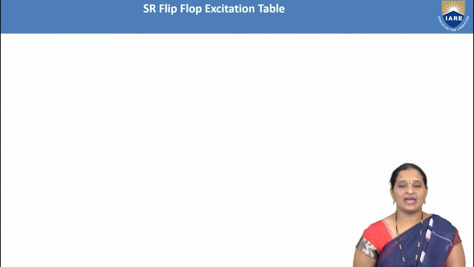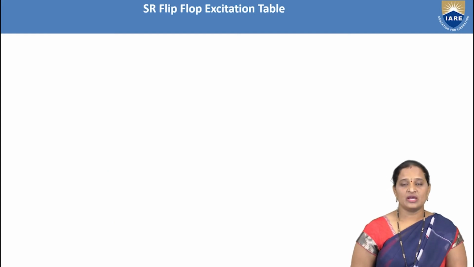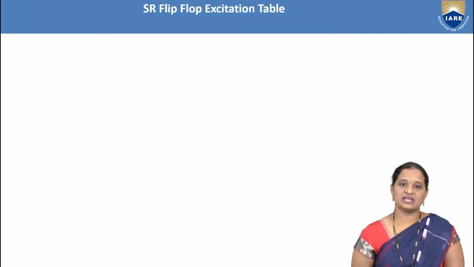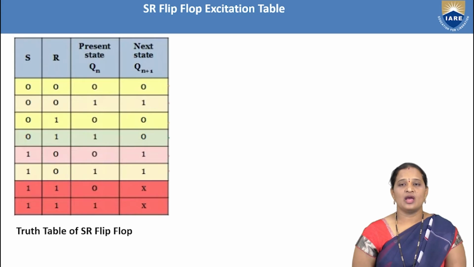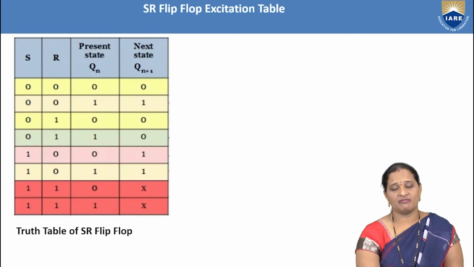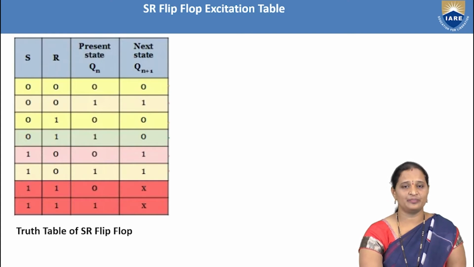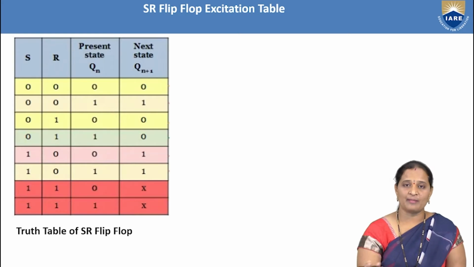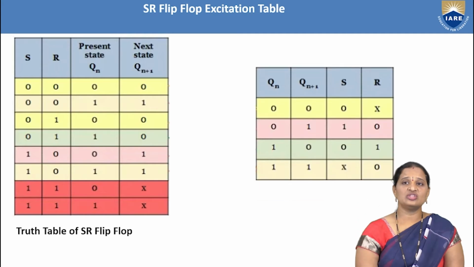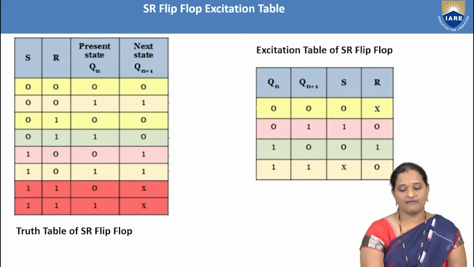Now, how to derive the excitation table of the SR flip-flop? As I told you, the excitation table is derived from the truth table. Consider the truth table of the SR flip-flop here, and from this we are going to derive the excitation table. As I told you, in the excitation table we will have Qn and Qn+1, the present state and next state, and for that we are going to decide the inputs to be applied to the flip-flop. So this is the excitation table of the SR flip-flop.